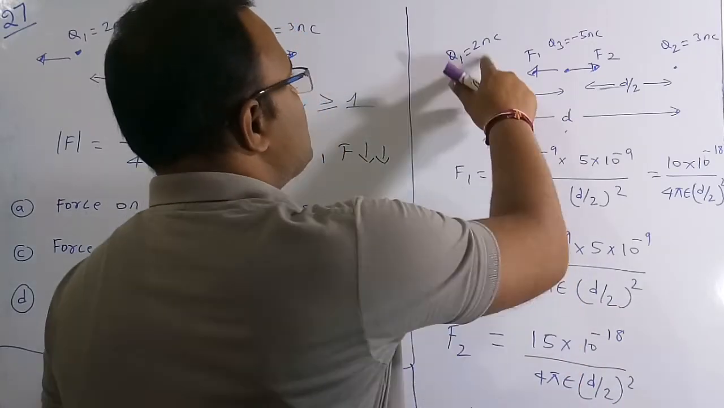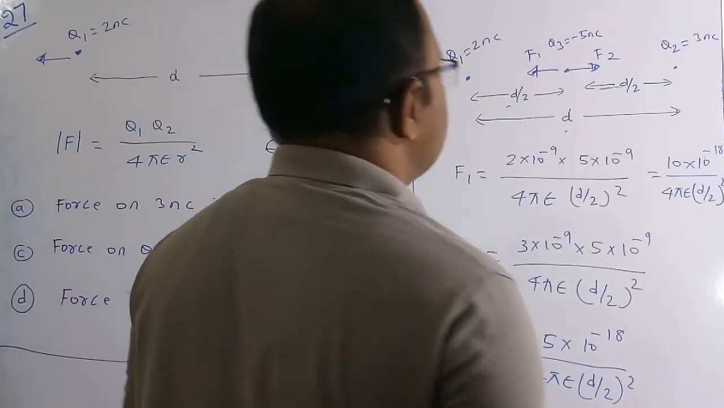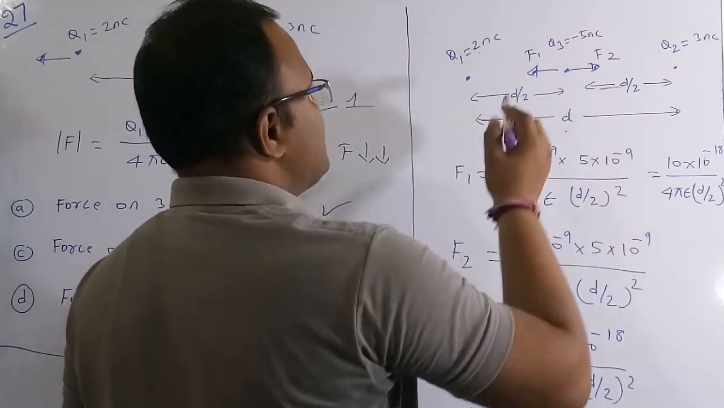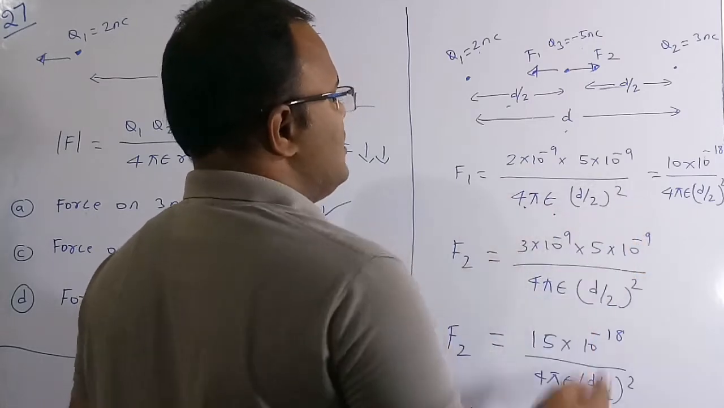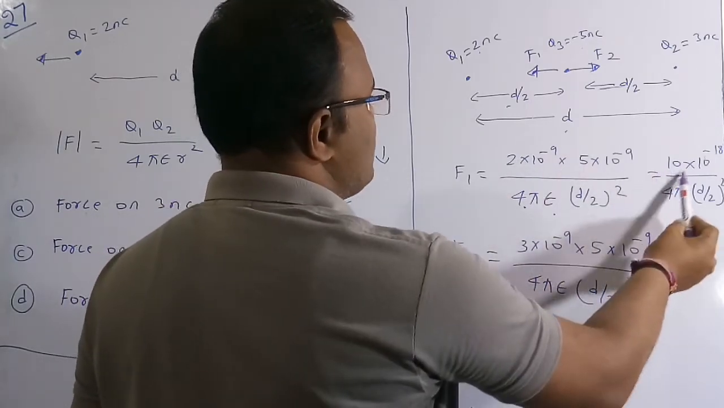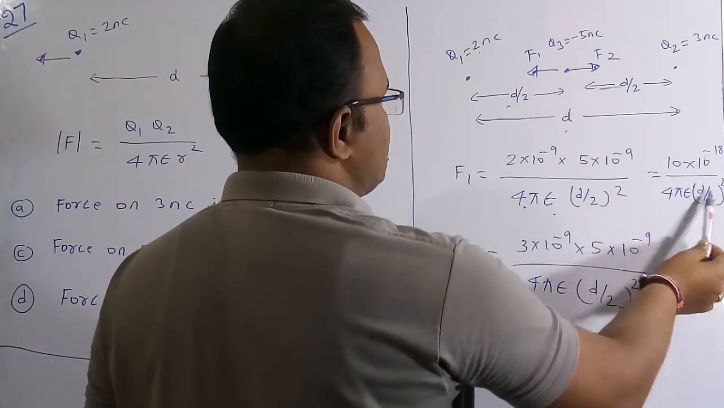So it is the product of the charges divided by 4 pi epsilon into distance whole square. So 2 into 10 to the power of minus 9 into 5 into 10 to the power of minus 9, divided by 4 pi epsilon into (d by 2) whole square. If you do the product, we get 10 into 10 to the power of minus 18 by 4 pi epsilon (d by 2) whole square.